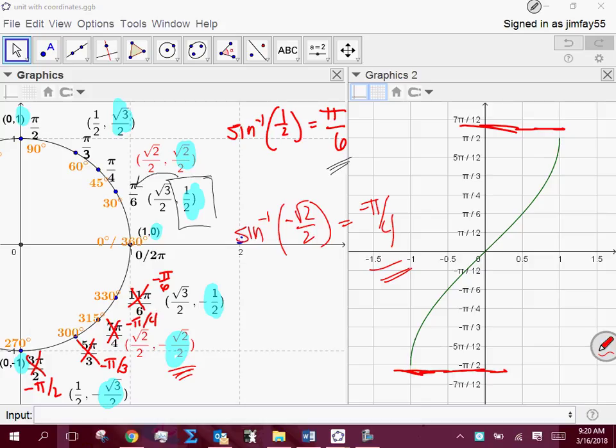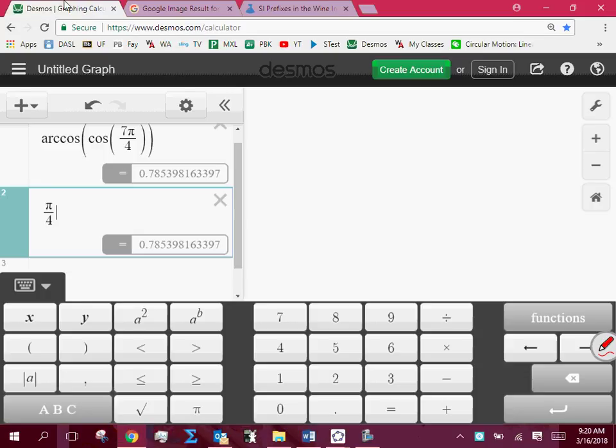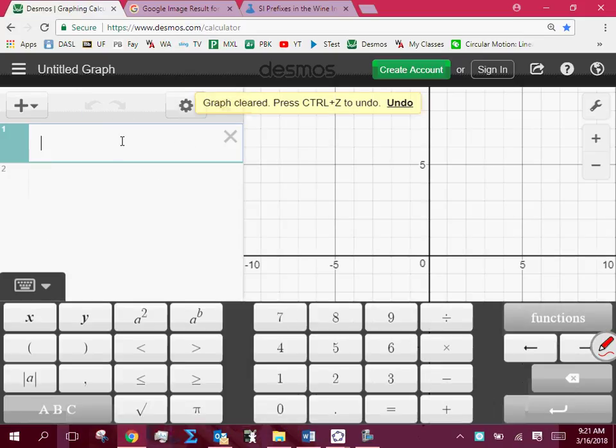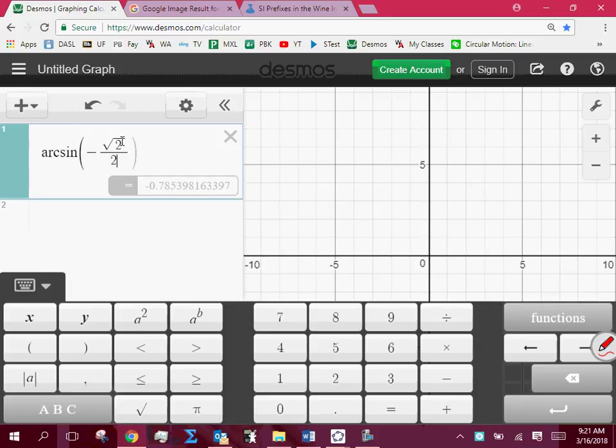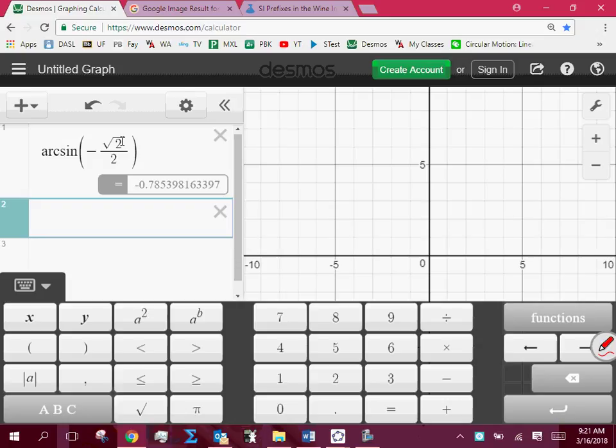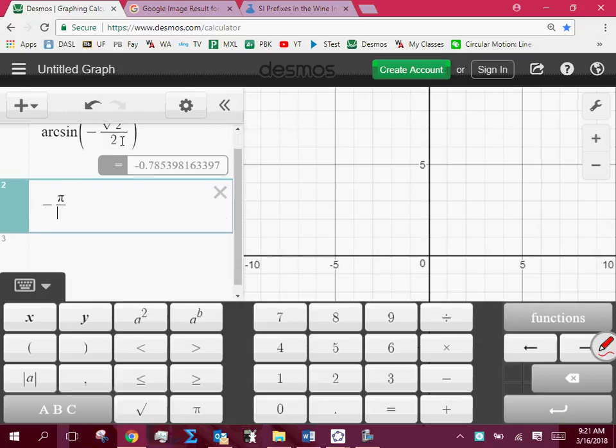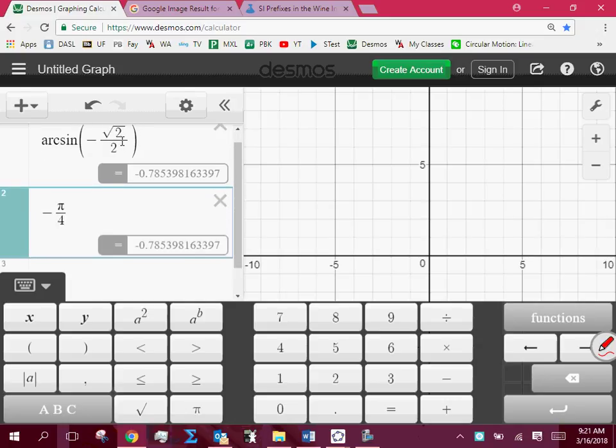And if we use a calculator, using the sine inverse, and I said negative square root of 2 over 2, it's giving me that value right there, which is negative pi divided by 4. Is that okay with everyone?